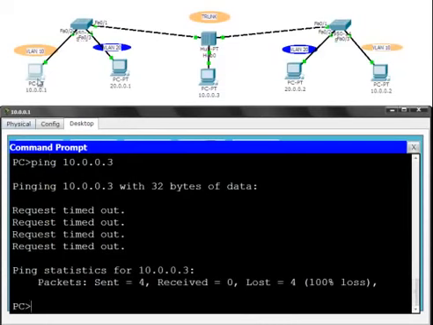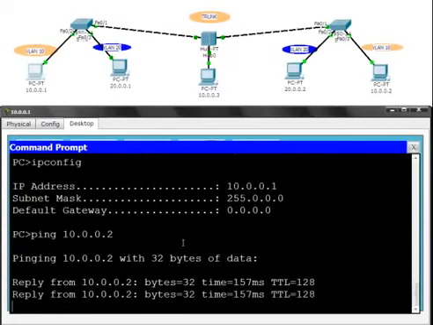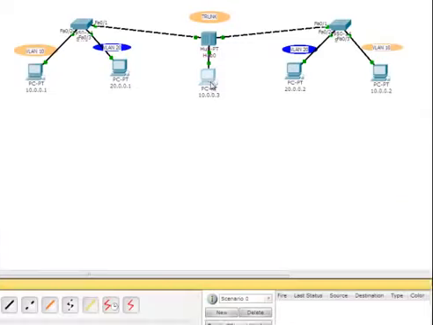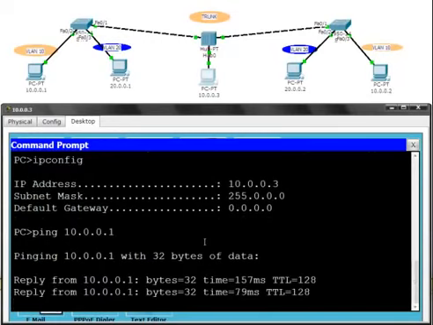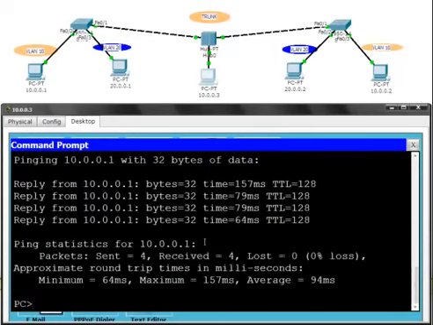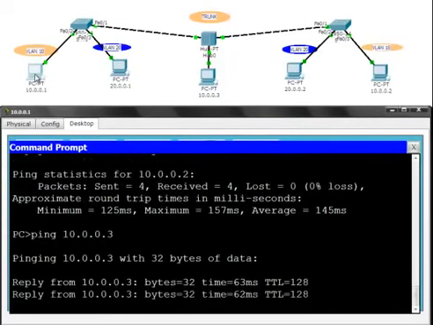Is this having 10.1 proper? Yes, VLAN 10. Is it pinging 10.2? It's pinging 10.2. That means it should also ping 10.0.0.1. Look at this, it pings. Likewise from here also it should ping now. It took some time for learning. I'm trying to ping 10.3. Look at this, it's pinging.